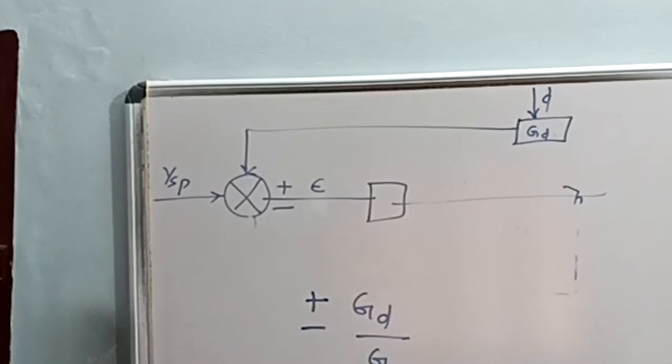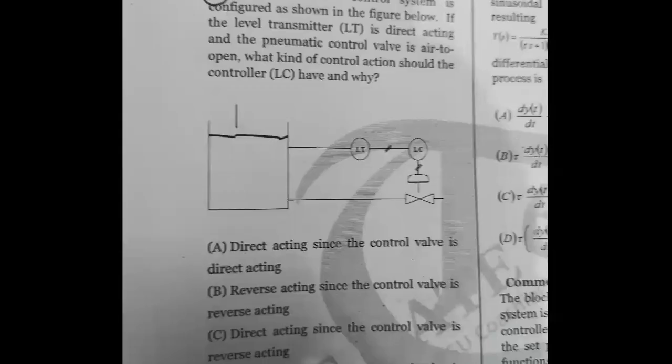Okay, right. So then we will go to the next problem, that problem we were discussing. Where was that? This one. Right, so liquid level control system configured. The level transmitter is direct acting, meaning what?